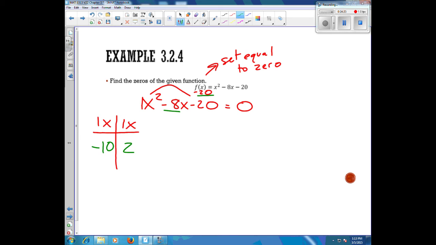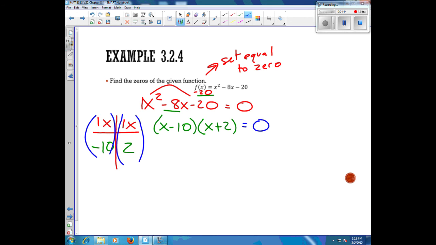And so now we have our factors. x minus 10 and x plus 2. Remember they come from both sides of the box. So 1x minus 10, 1x plus 2. I just left the 1's off. And that's still equal to 0. So now it's just like the example we just did. We're going to take both pieces and set them equal to 0. x minus 10 equals 0. x plus 2 equals 0. And then we just solve.